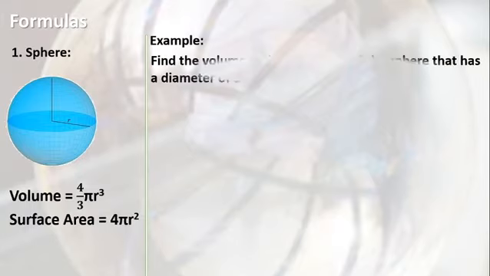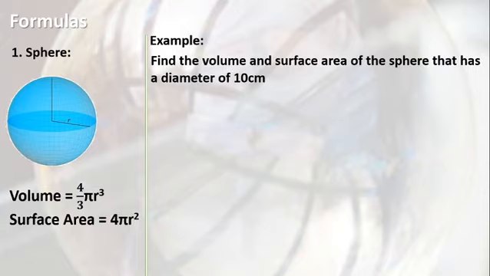Okay, the surface area of a sphere is 4 pi r squared. Alright, so let's look at an example under this. This example says, find the volume and the surface area of the sphere that has a diameter of 10 centimeters. So we have a sphere that has a diameter of 10 centimeters.